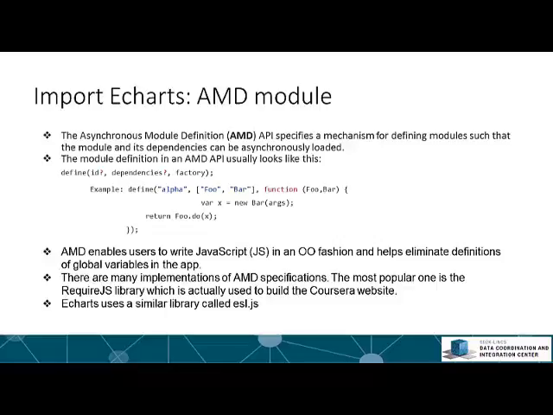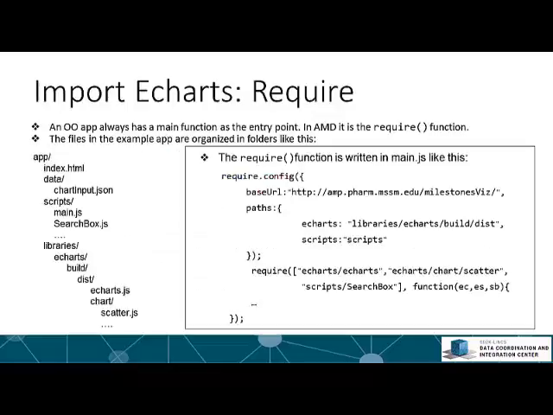There are many implementations of AMD specifications. The most popular one is the require.js library, which is actually used to build the Coursera website. Echarts use a similar library called esl.js. An object-oriented app always has the main function at the entry point. In AMD, it is the require function.